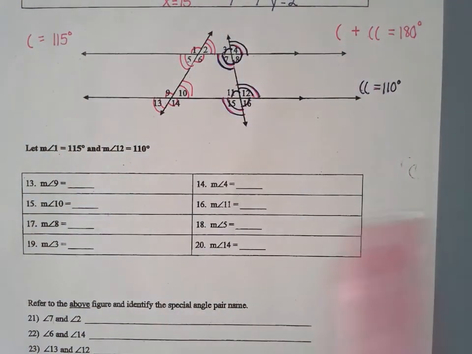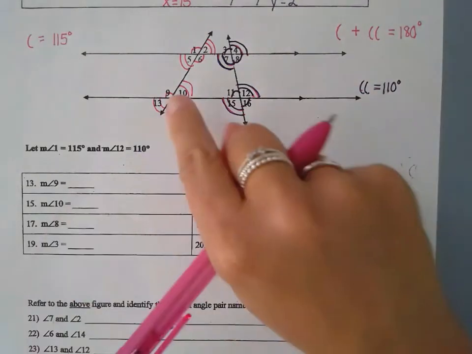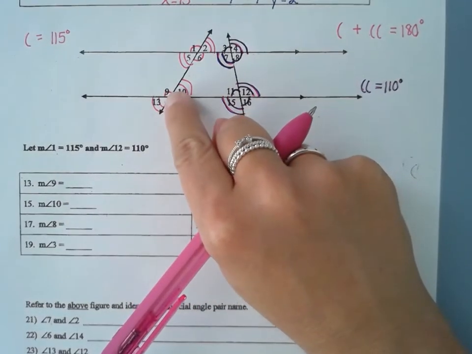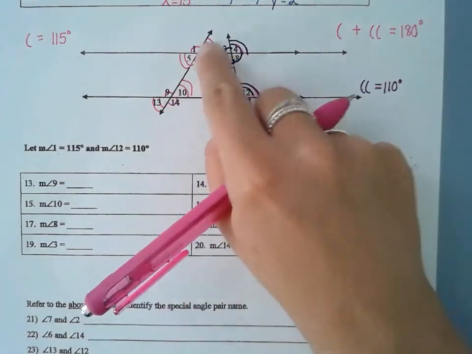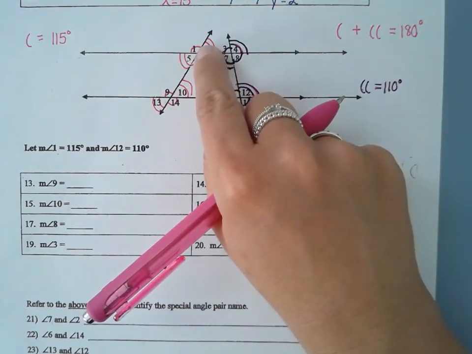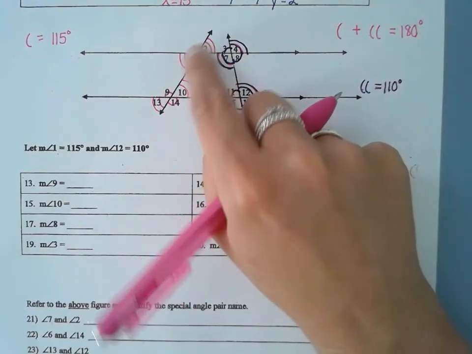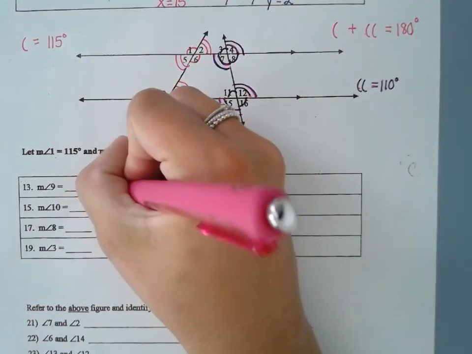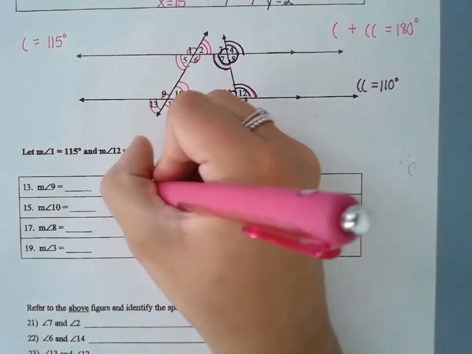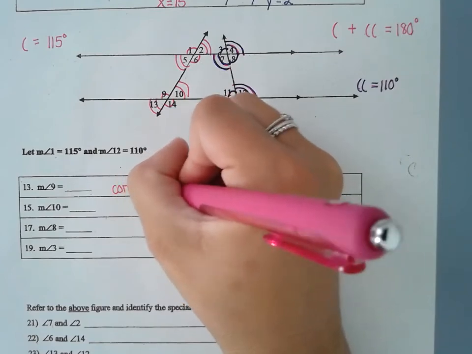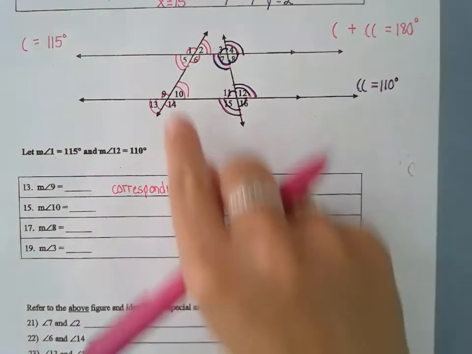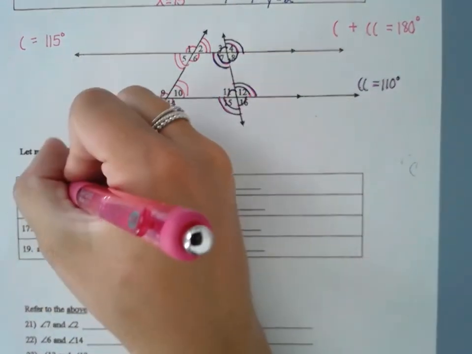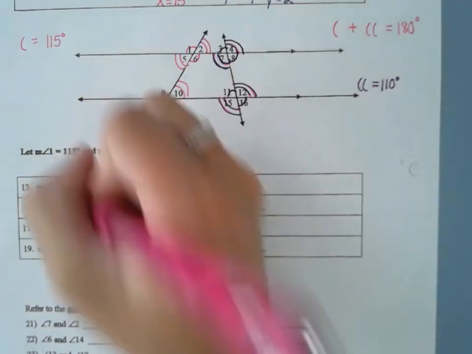All right, if we want to find angle 9, it is right here. Angle 9 and angle 1 correspond to each other. These are corresponding angles, so I'm just going to put corresponding. And since corresponding angles are congruent, that means that angle 9 is 115 degrees.